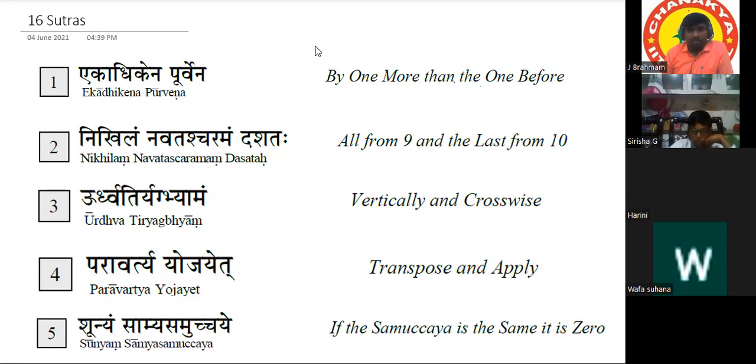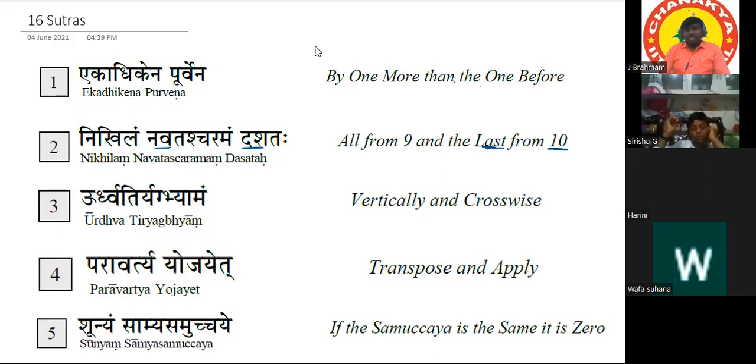Its meaning is all from 9. Nikhilam means all. Nava means 9. Navatah means last. Dashata means 10. All from 9 and last from 10. This is the sutra. And Urdhva Tiryagbhyam, vertically and crosswise. Paravartya Yojayet.